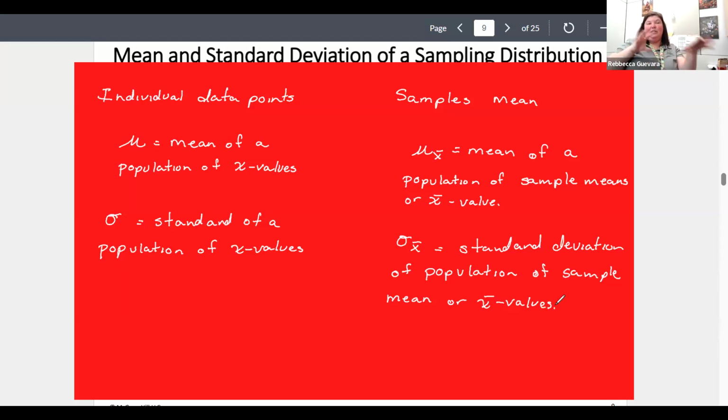Like I said, this is really the big difference that we're looking at. We did everything with individual data points. We had just x values. We had just people's IQs, just people's heights, just people's body temperatures. Now we're talking about means. So if I take samples of size 5, it is the mean IQ that sample has, the mean height that sample has, or the mean body temperature that sample has. And we're taking those means and finding a mean of those means and a standard deviation of those means.